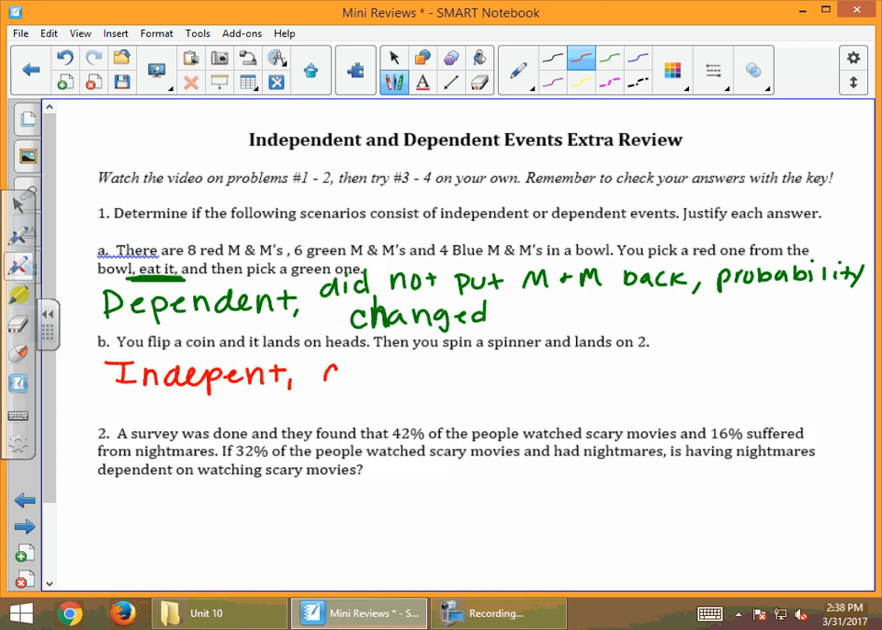Because the coin is not affecting the spinner.